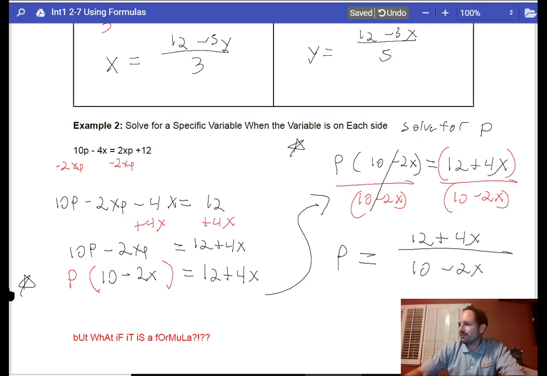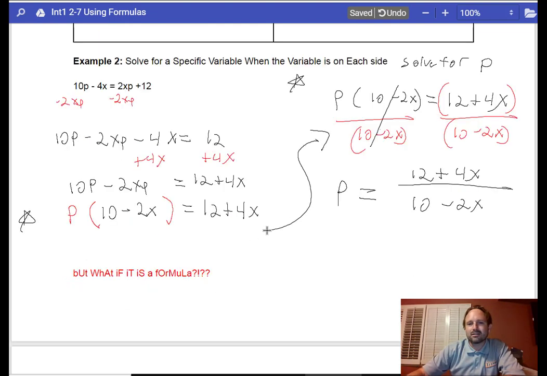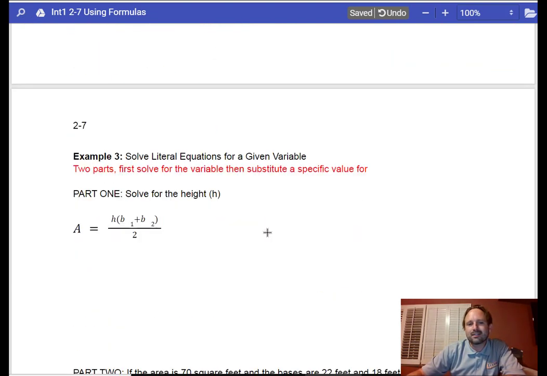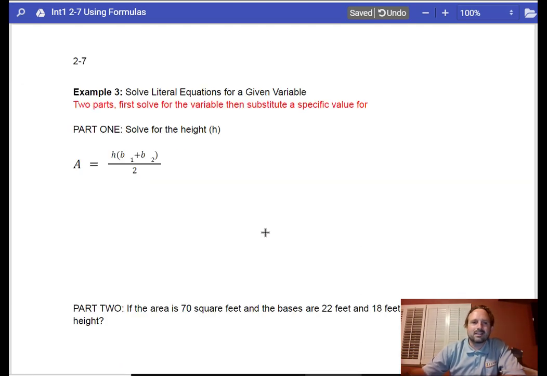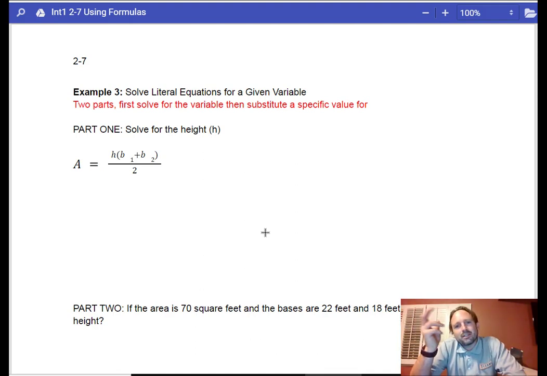But what if it's a formula? Okay, well, let's go on. Now, if it's a formula, that's okay. That's what this is designed for. So there's going to be two parts for this. Solve literal equations for a given variable. First solve for the variable, then substitute a specific value for everything else.